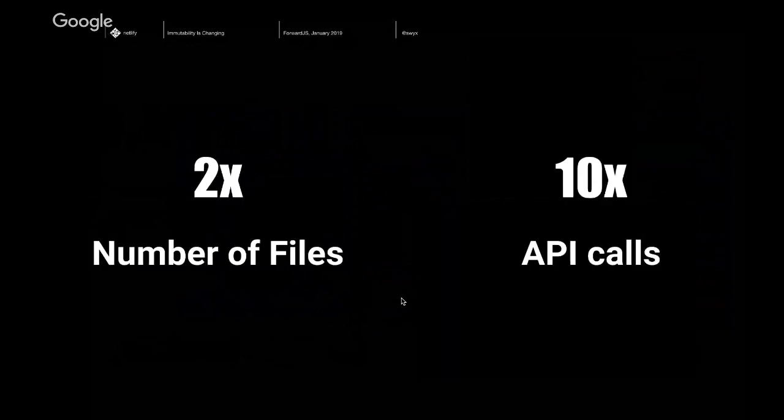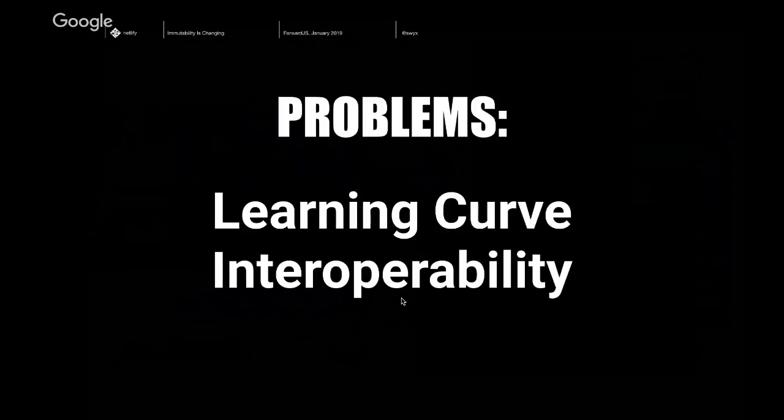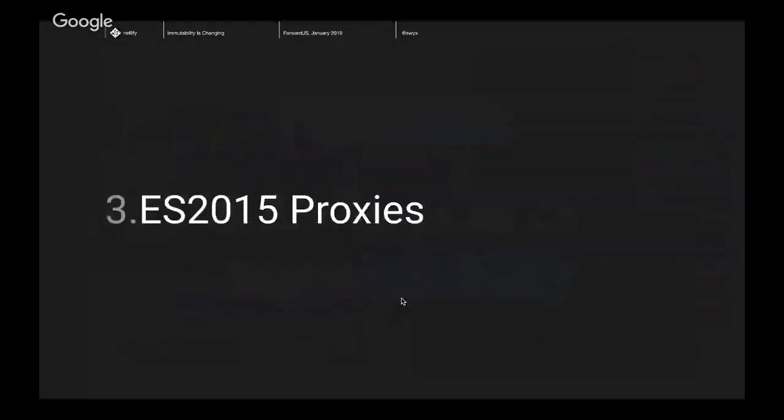In Netlify, we use Immutable.js, and if we import Immutable.js 1x, I did a grep, and I found that we're using the APIs in 2x the number of files that we imported, and we make API calls 10 times for every single import that we use. So definitely a sort of spready code and API. So the problems are in 2 words, in 2 points: learning curve and interoperability.